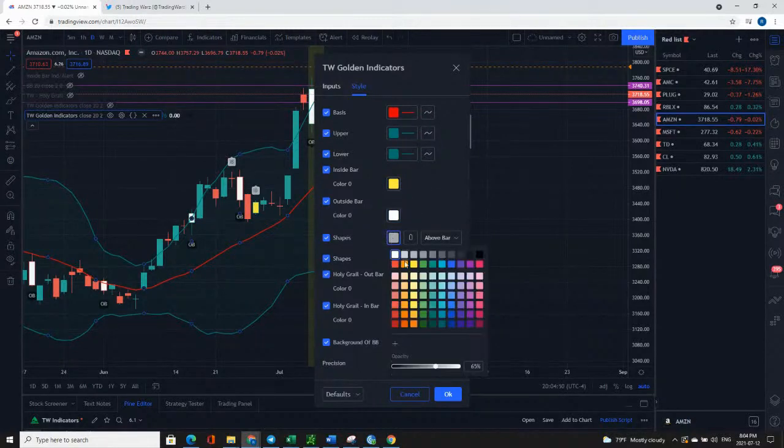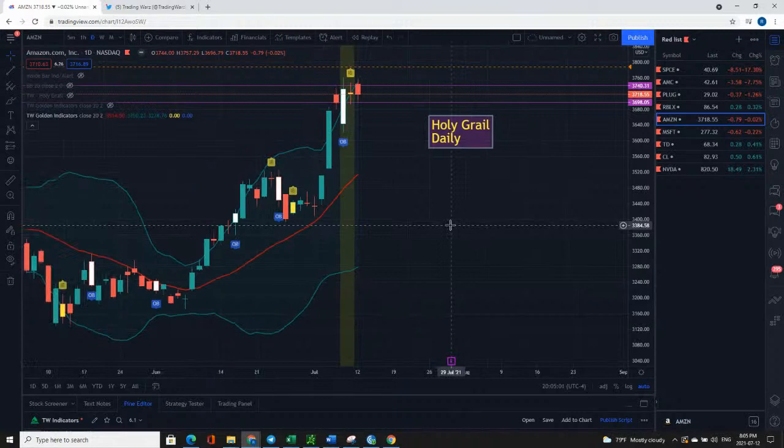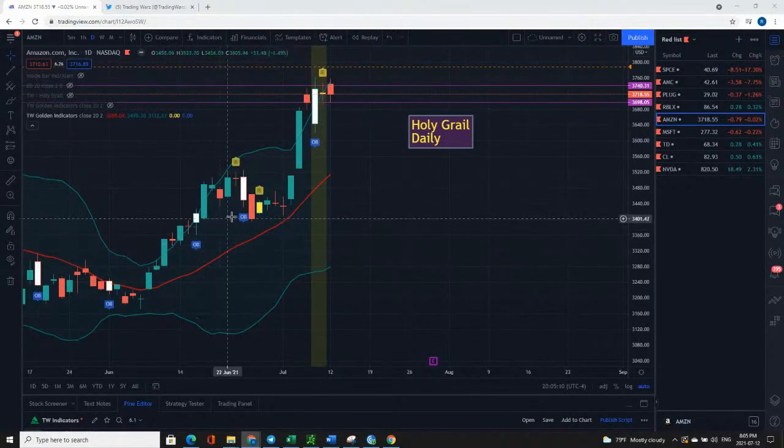And then for shapes, I'm going to do yellow for the inside bar and then white for the outside bar. Or let's do blue for the outside bar. And then I'm going to hit the Holy Grail with yellow. I like that. There we go. So now, as you guys can see, we have the outside bar, the inside bar, and it actually has a little bit of writing with it. So it's easier for new traders to basically see it. Inside bar, outside bar. Okay.